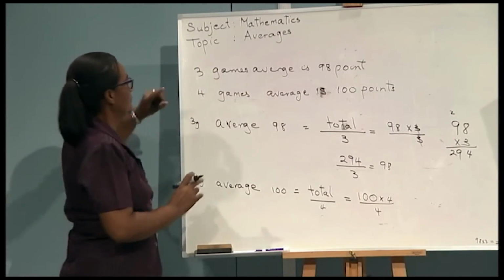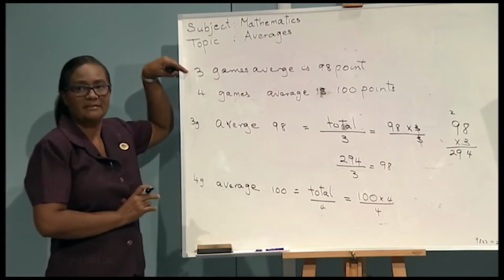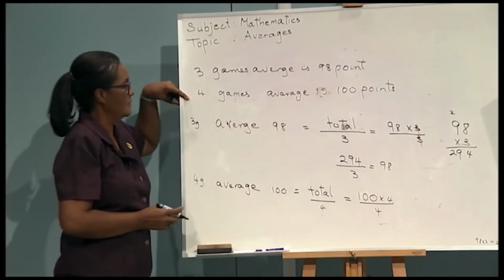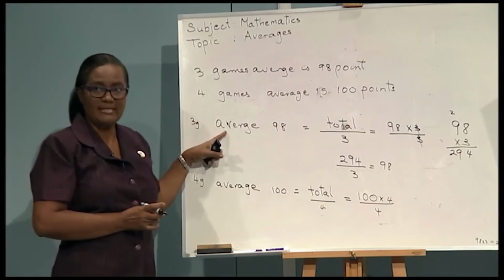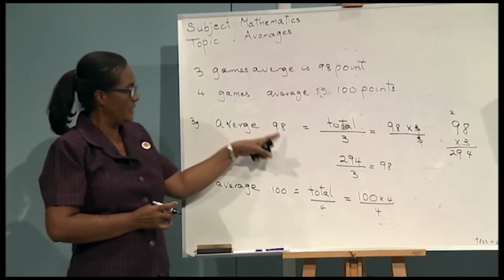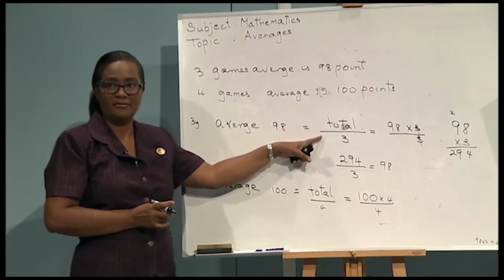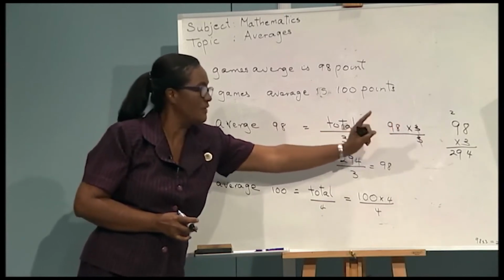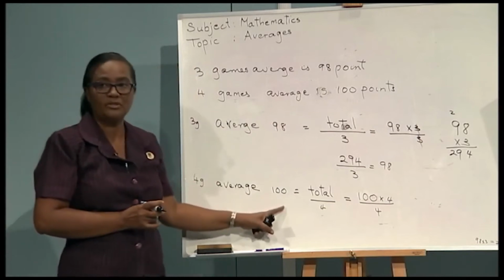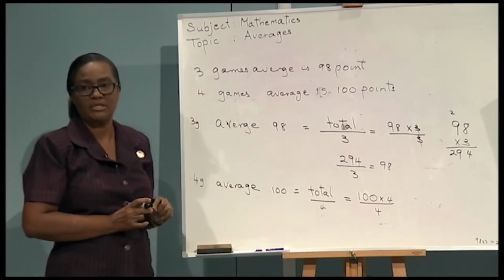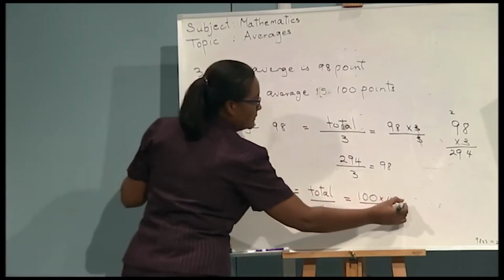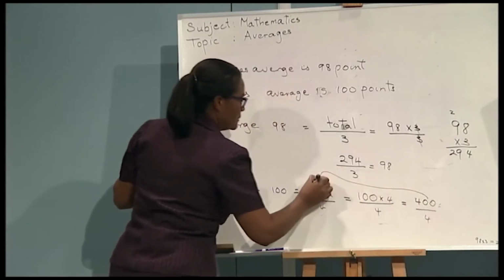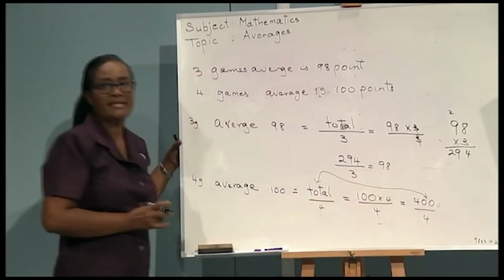So let's start again. 3-game average, 98. 4-game average, 100 points. So if the 3-game average is 98 points, then to get my average, I would have needed a total, which I divided by 3. That total would be 98 times 3, so that I could divide to get back my 98. So I'm doing the same thing with my 100, right? So then, what would be the total? The total, clearly, is 400.